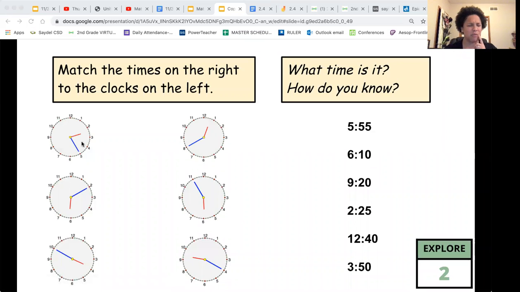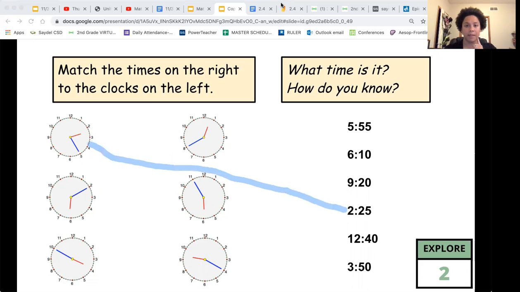So it's not 2:05. That's not even an answer. So if I'm thinking 2, oh, I have to count by 5, starting at the 12. Here we go. 5, 10, 15, 20, 25. Oh, 2:25. Oh, let's find that. Oh, here it is. And I'm going to do a blue line to blue line.